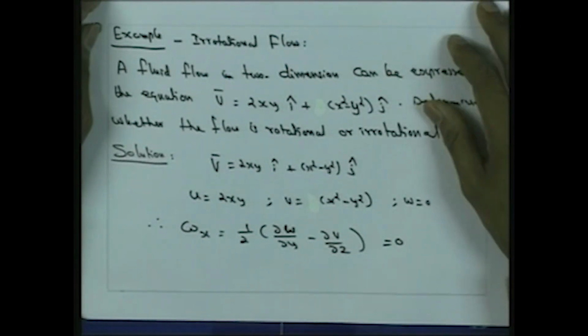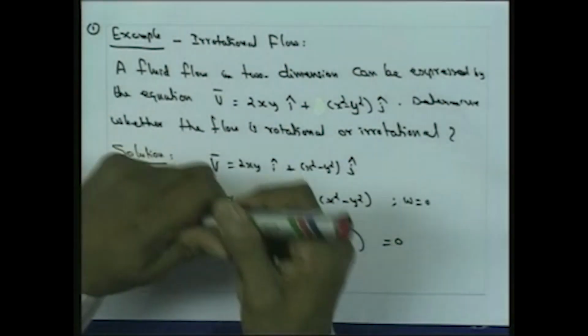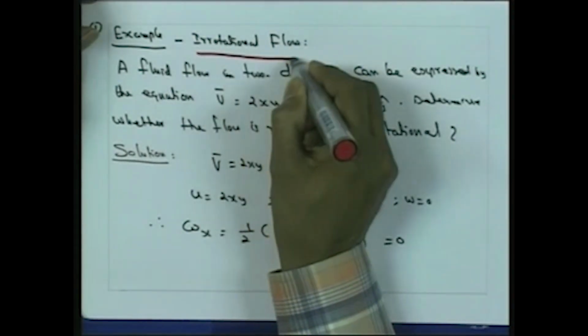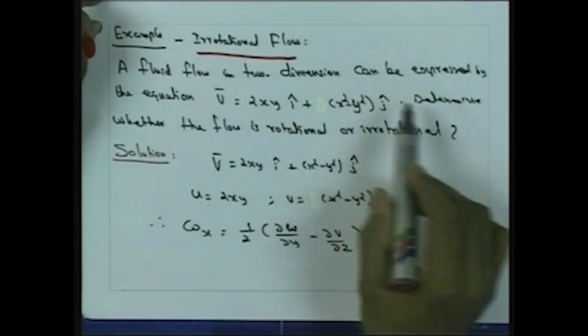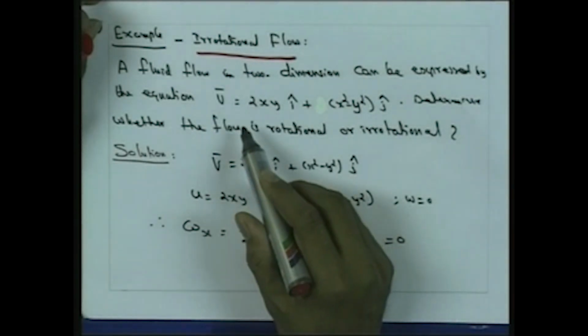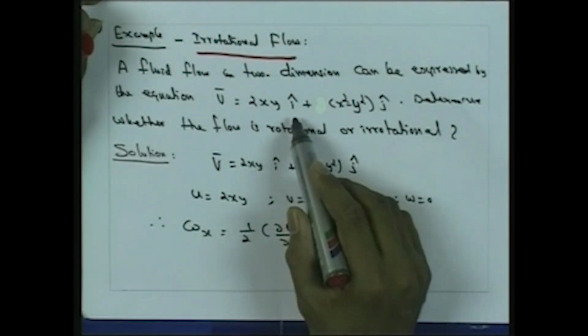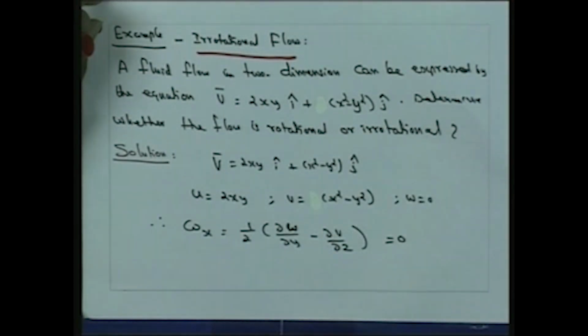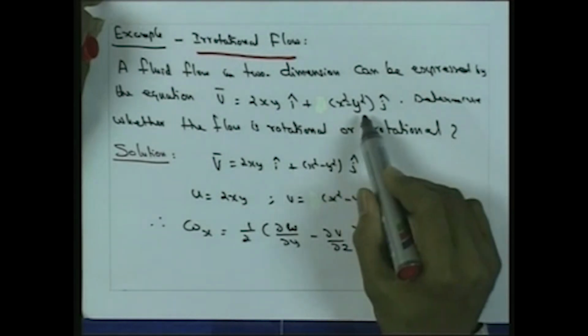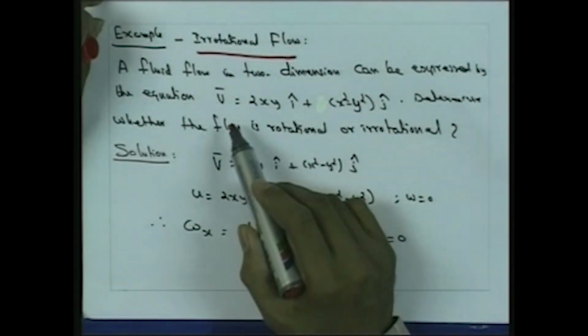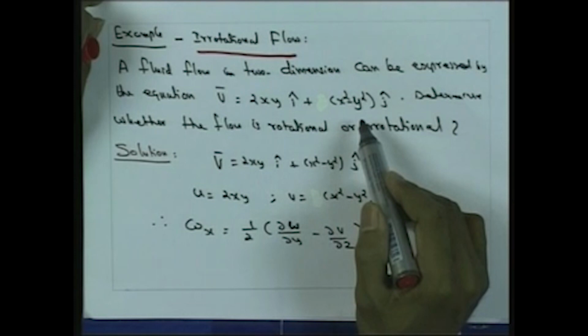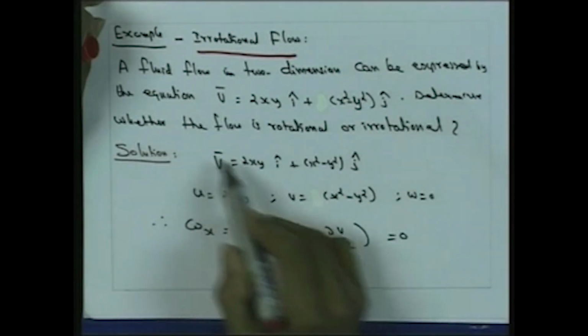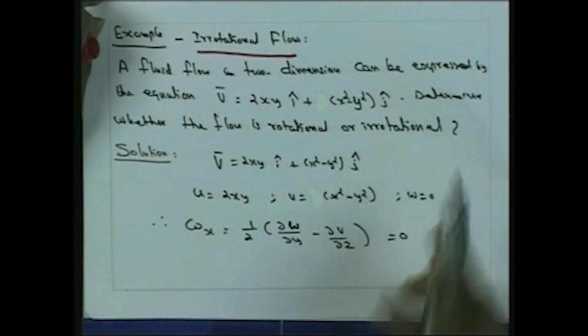Here we want to see a two-dimensional flow. The example we are going to discuss is for irrotational flow. A fluid flow in two dimensions can be expressed by the equation v bar is equal to xy i plus x square minus y square j. So this is 2D flow. We have to determine whether the flow is rotational or irrotational.